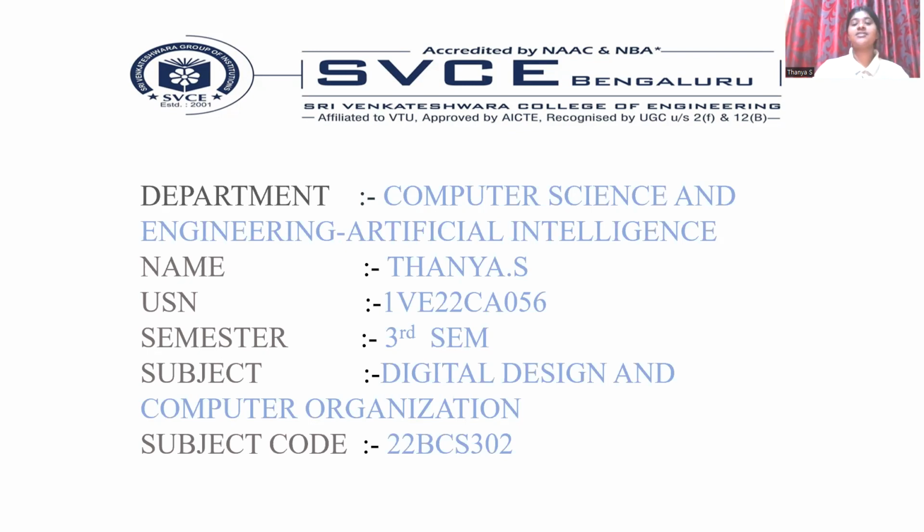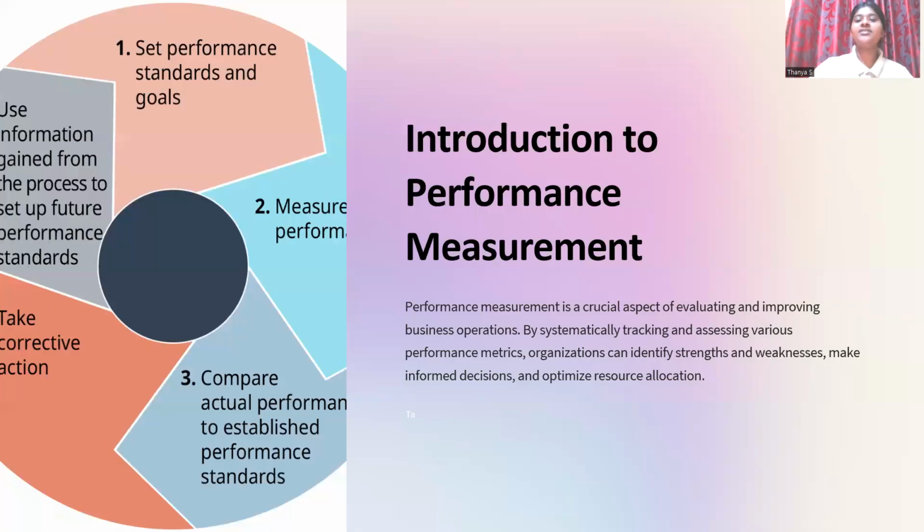So the subject is Digital Design and Computer Organization. The topic is Introduction to Performance Measurement and Spec Equation. So, what is performance measurement? Performance measurement is a crucial aspect of evaluating and improving business operations by systematically tracking and assessing various performance metrics. Organizations can identify strengths and weaknesses, make informed decisions, and optimize resource allocation.